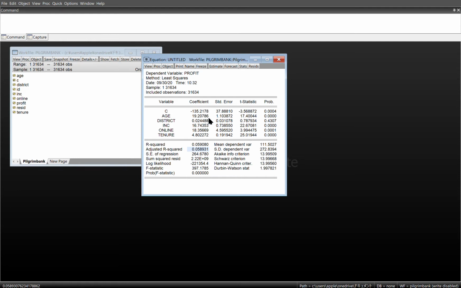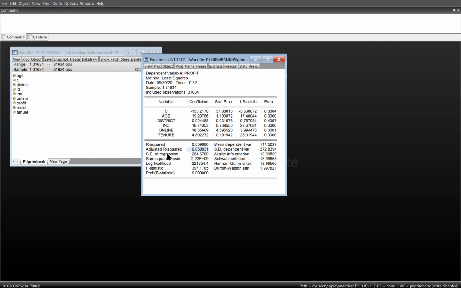Next, going on to p-value. This is the information you have to reject the null hypothesis. So if you get a value of under 0.05, it means that the variable is statistically significant. Here we can see that age, income, online, and tenure all have values of below 0.05, and district has a value of over 0.05. So age, income, online, and tenure are all statistically significant, while district is not.